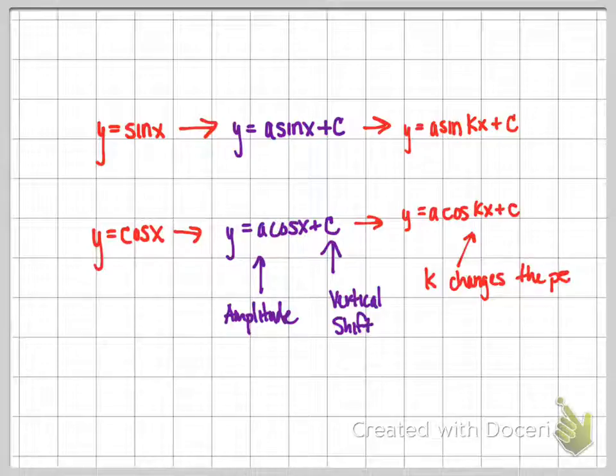Okay, and there's a formula that's used to figure out what your period is when we have that coefficient in front. To determine your period for any sine, cosine, tangent, cotangent, cosecant, or secant function, you use the expression 2 pi over k. Okay, that tells you the length of the period for any trig function.